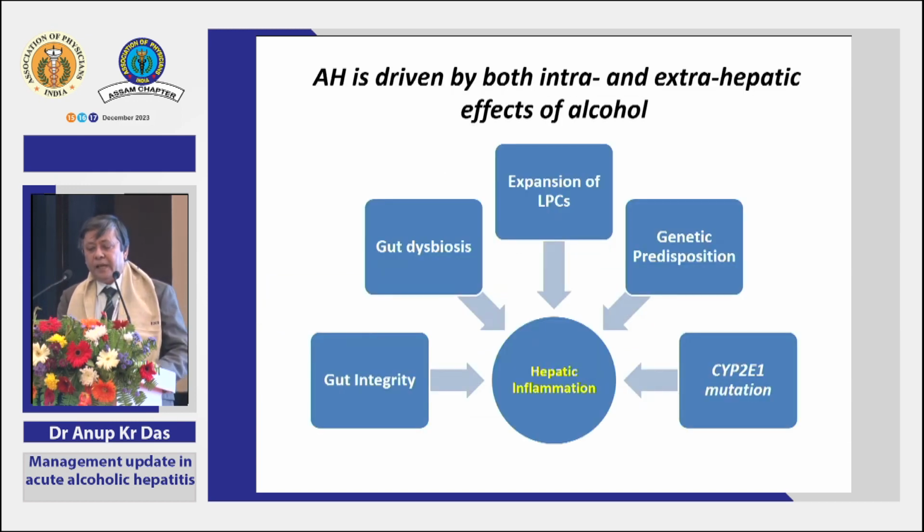Now, the hepatic inflammation which occurs is driven by both intra and extrahepatic effects of alcohol, and they include expansion of liver progenitor cells, which is very important nowadays, because we are talking about targeted therapies nowadays. Then there is genetic predisposition, something like CYP2E1 mutation, which you know is an inducer. Then gut dysbiosis, most important nowadays, and gut integrity disturbance.